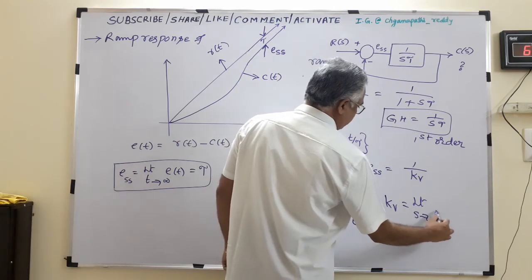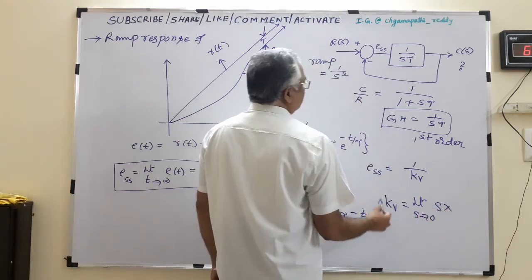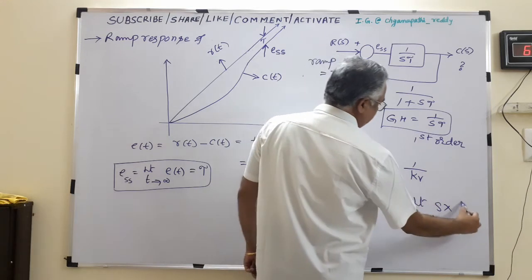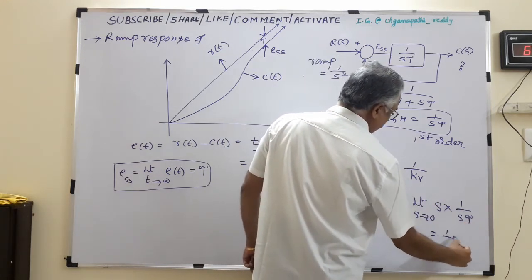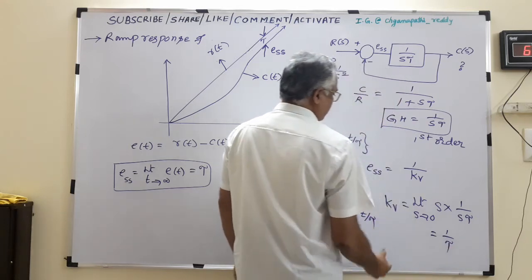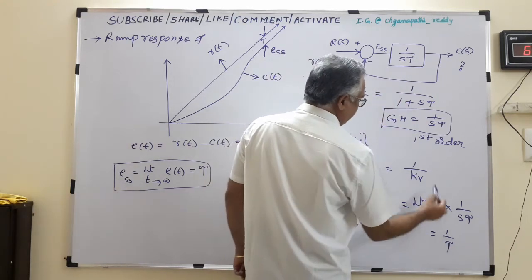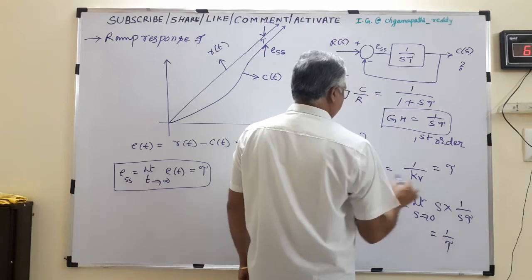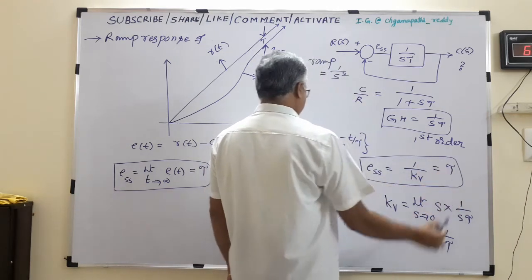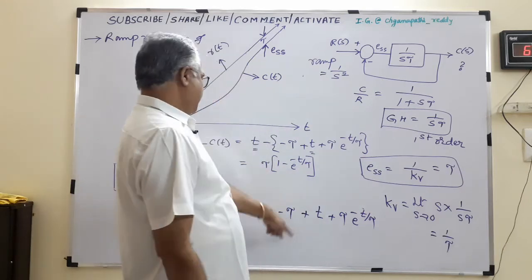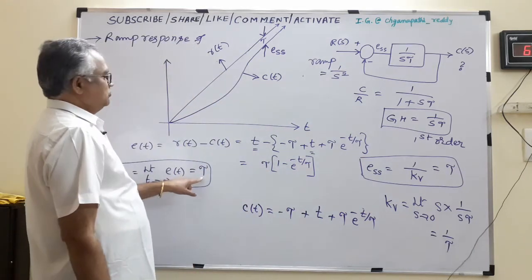Limit s tends to 0, s into G of s, H of s, which is 1 by s tau. So it is simply 1 by tau. If kV is 1 by tau, the error will become tau. So using the formula also we got the same tau. From the basic principles also we got tau.